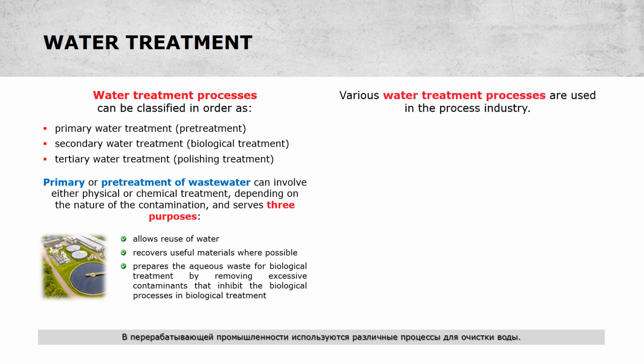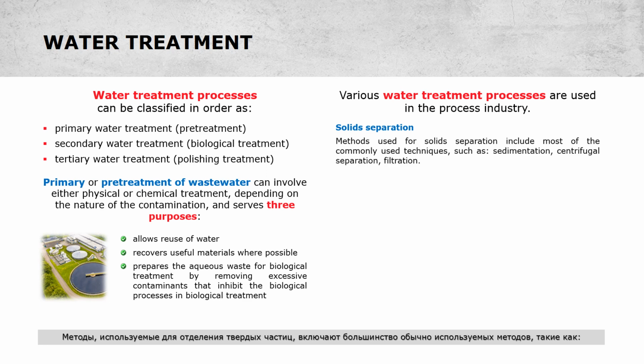Various water treatment processes are used in the process industry. Solid separation. Methods used for solid separation include most of the commonly used techniques, such as sedimentation, centrifugal separation, filtration. Coalescence.